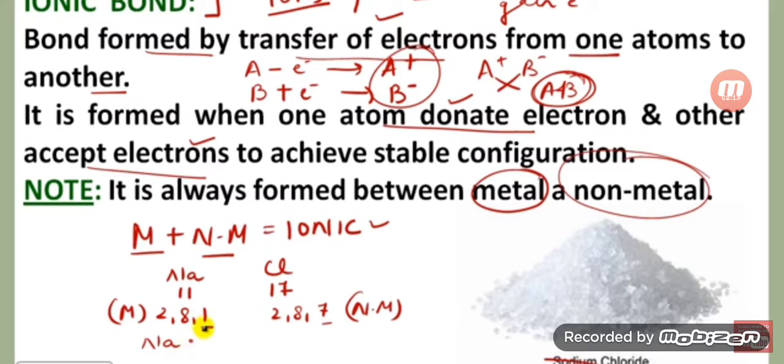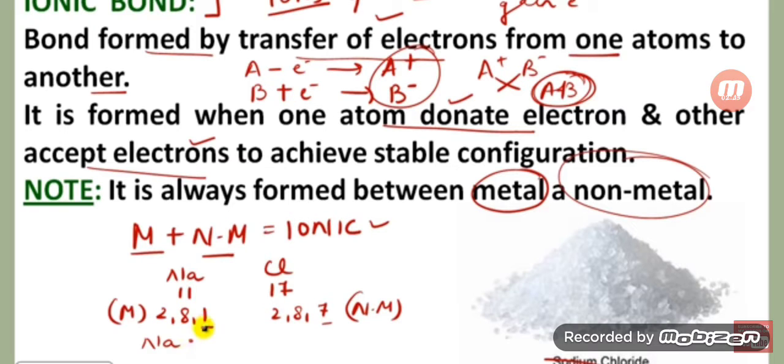The atomic number of sodium is 11 and the configuration of this metal is 2 electrons in the first shell, 8 electrons in the second shell and 1 electron in the third shell. So 2 plus 8 plus 1, 11. Now, that is 1 electron in the outer shell.